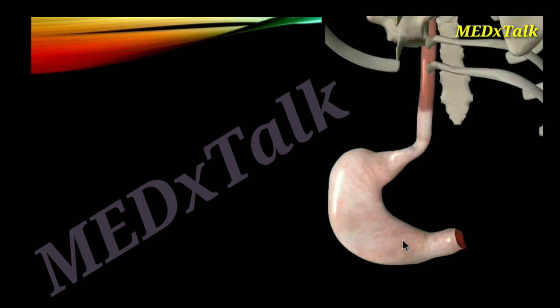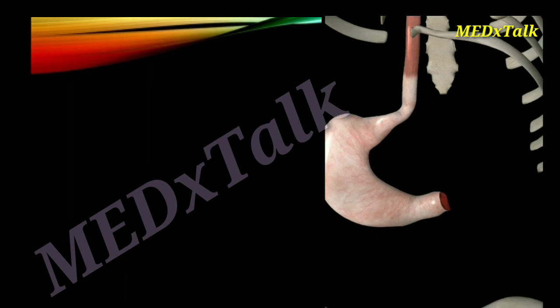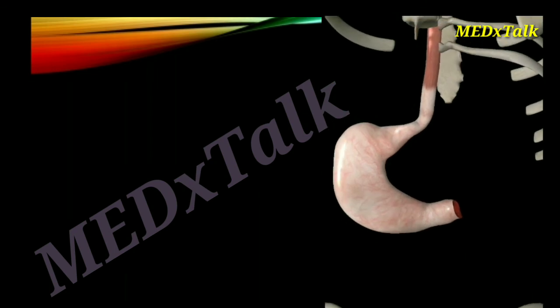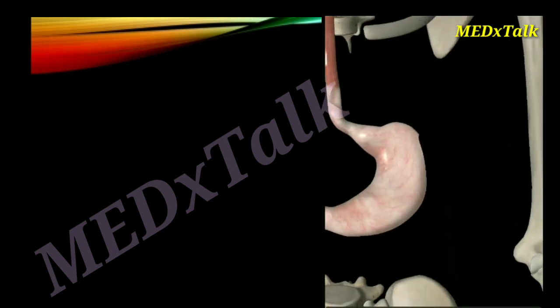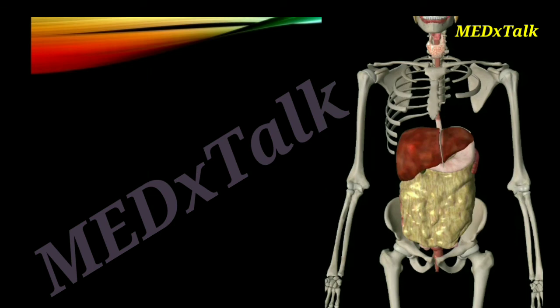Now we discuss the interior of the stomach. The muscular coat of the stomach is arranged with longitudinal fibers most superficial, inner circular fibers, and the deepest layer consisting of oblique fibers. We have discussed the anatomy of the stomach. Now we discuss the functions of the stomach.